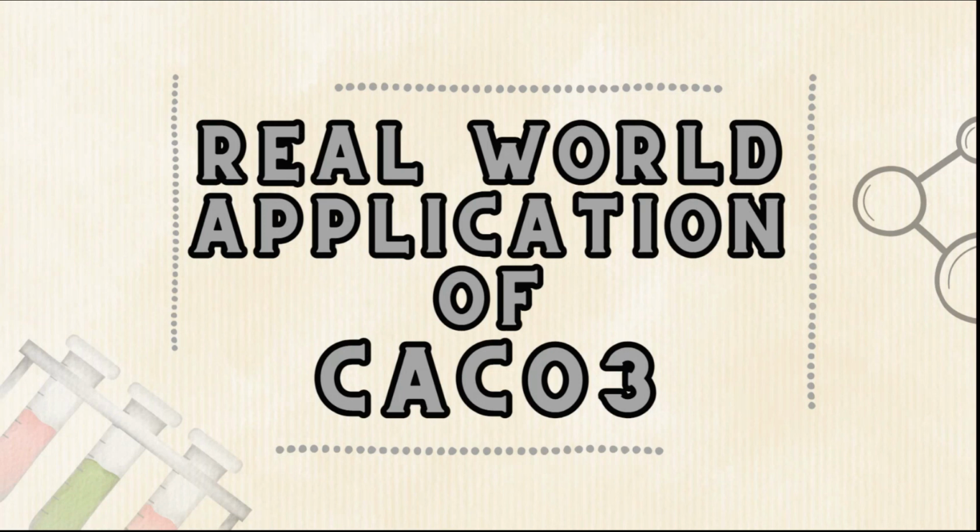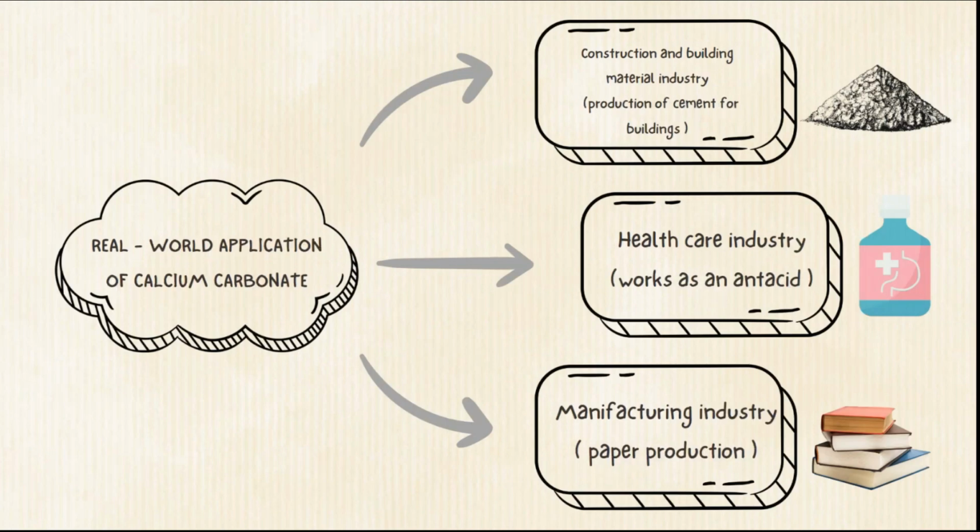Okay, so now I will present the real-world applications of calcium carbonate. As we all know, calcium carbonate has a lot of uses, especially in our daily life. For example, we use calcium carbonate in the construction and building material industry, such as in the production of cement for buildings. Secondly, in the healthcare industry, where it works as an antacid. And thirdly, in the manufacturing industry for paper production.